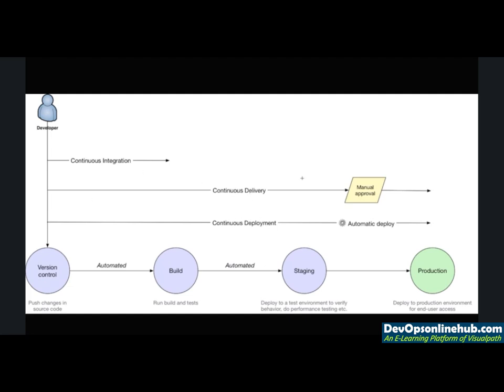Well, overall, it serves the same purpose, moving the code from version control to production, as you can see over here. But the key difference in continuous delivery is the manual approval step, and the deployment is the automatic deployment all the way to production. So that's the key difference between continuous delivery and continuous deployment.